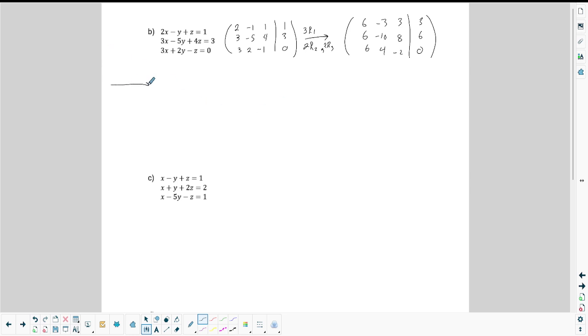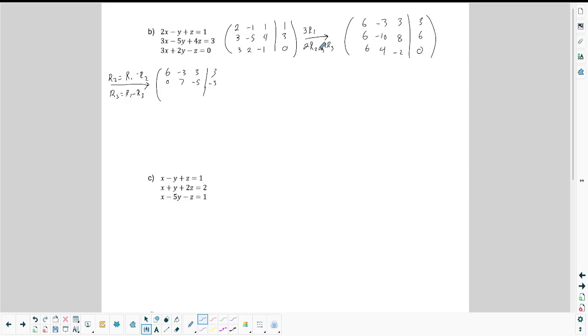So now we can do adding, subtracting. I can definitely do that: row 2 equals row 1 minus row 2, and row 3 equals row 1 minus row 3. So the first row will stay the same, 6, negative 3, 3, and 3. And now we're going to subtract first and second. So 6 minus 6 is 0, as it should be. Negative 3 minus negative 10 is 7. 3 minus 8 is negative 5. 3 minus 6 is negative 3.